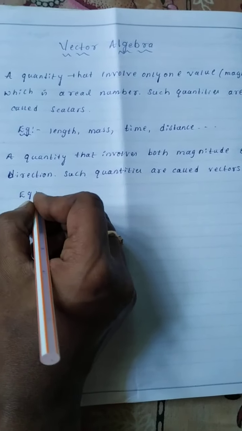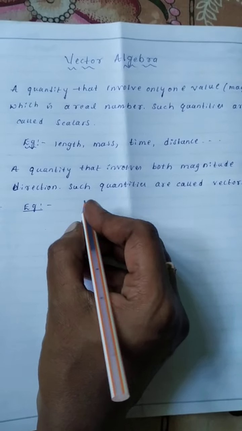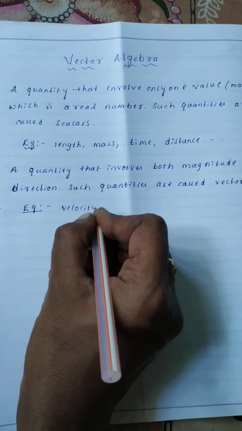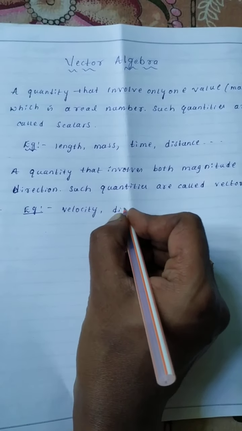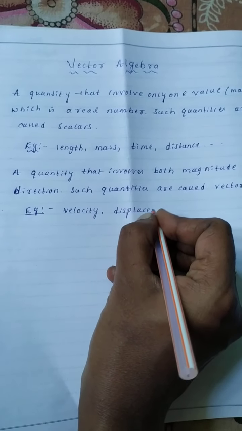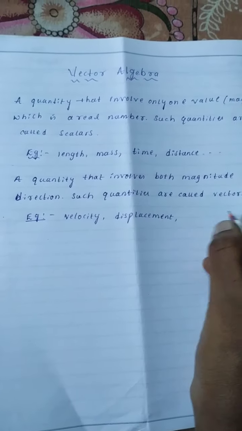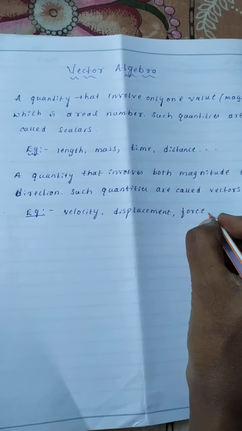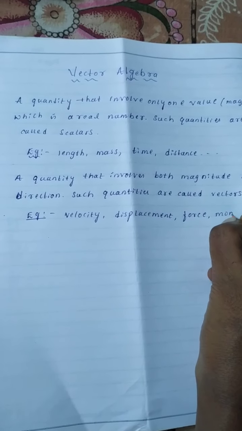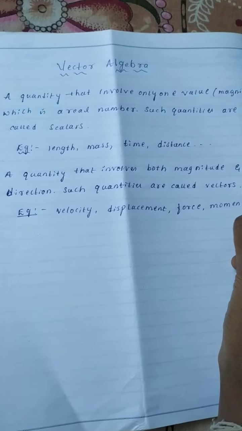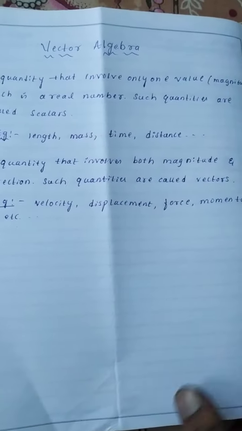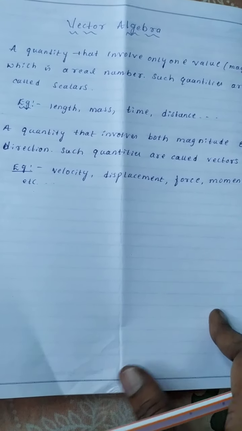Examples of vector quantities are velocity, displacement, force, momentum, etc. So these quantities are vector quantities.